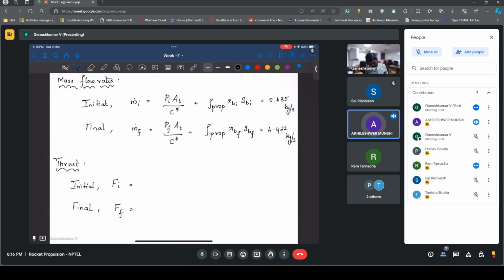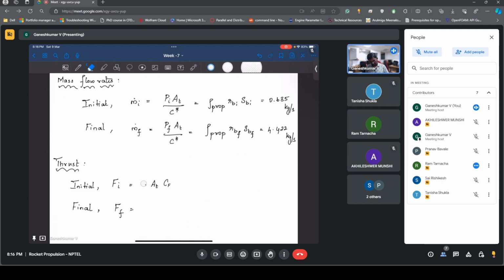Chamber pressure into throat area into CF. Specific pressure, throat area, CF. It will be PC, it will be PI and PF respectively for the cases. Why is that? How is this the thrust? Sir, it should be m dot into CF into C star.